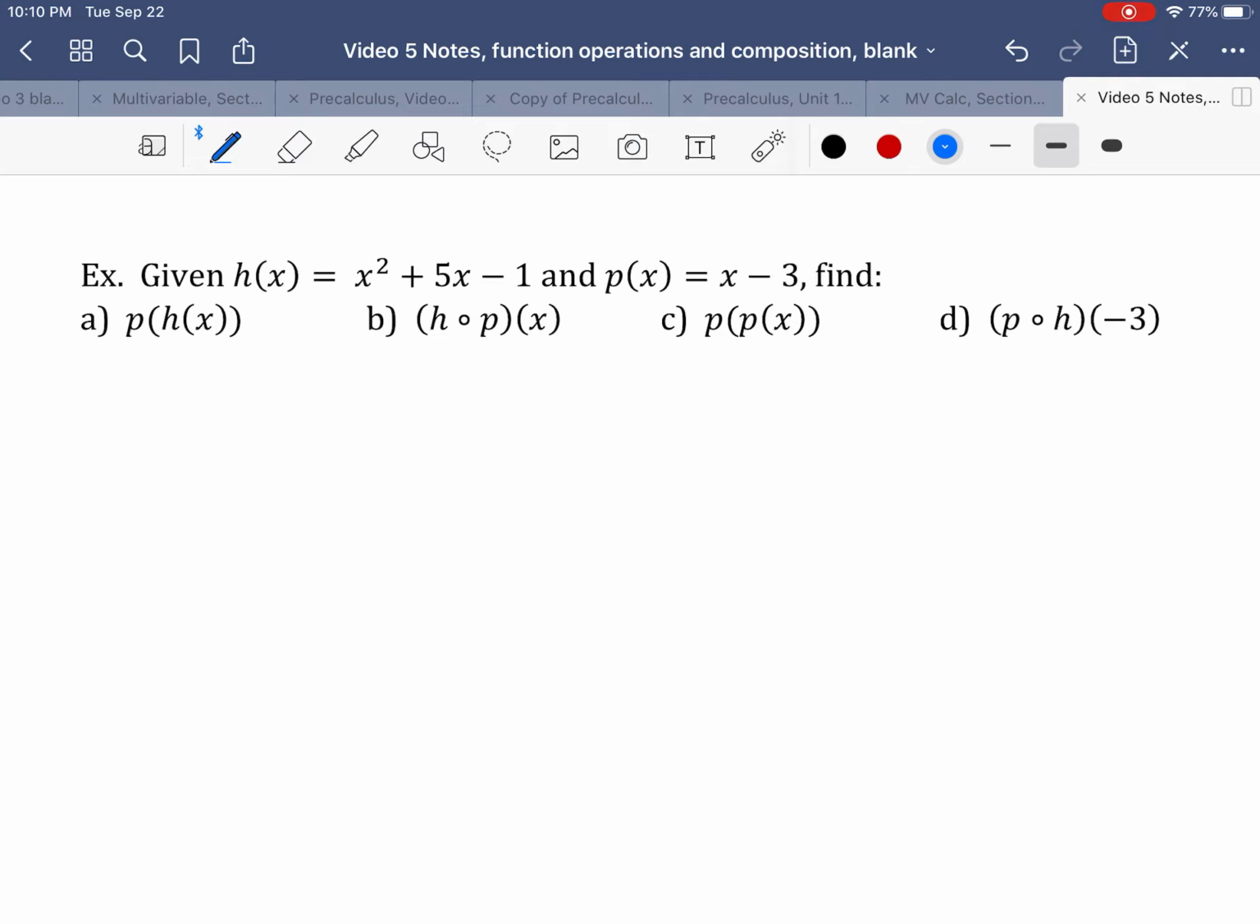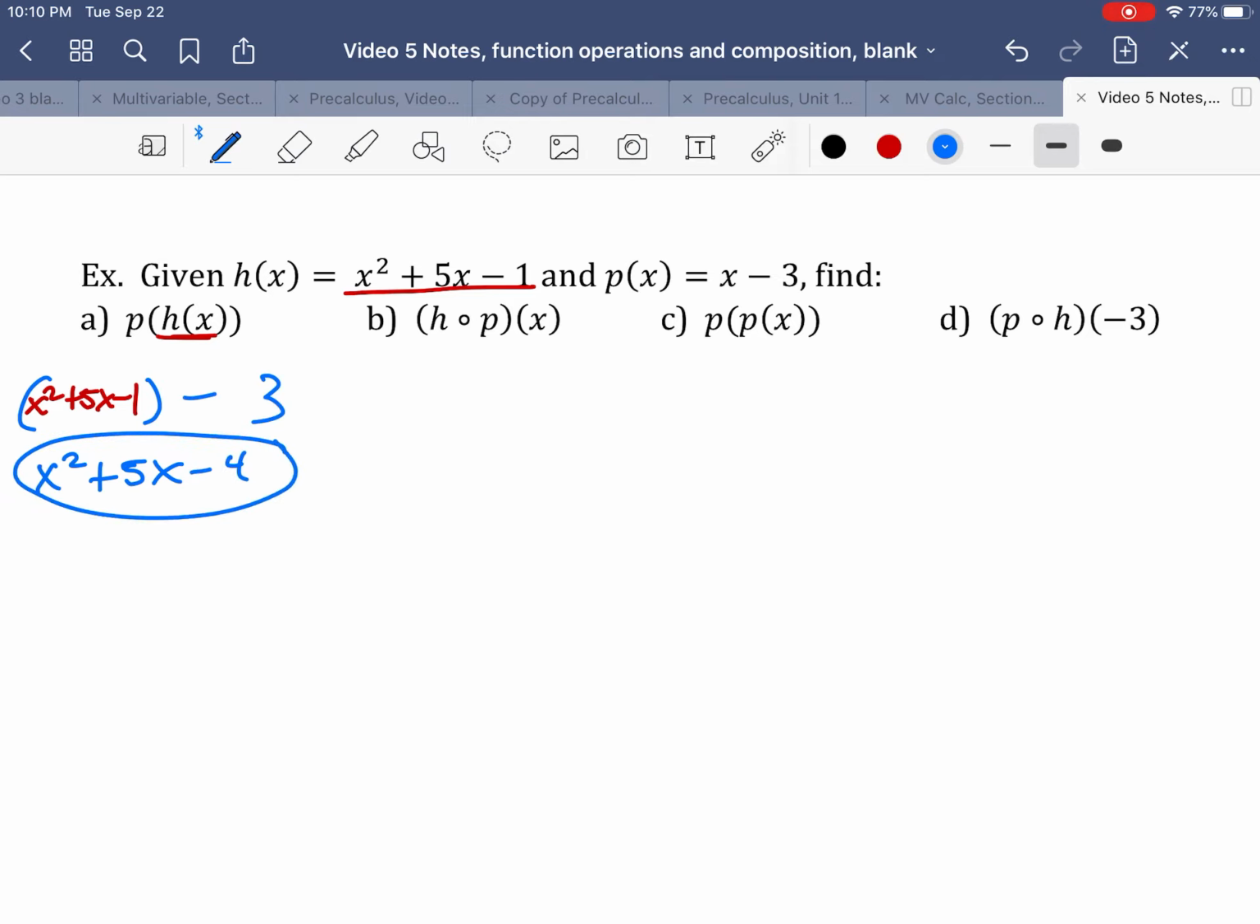So this first guy, notice I have h of x is a quadratic, p of x is here, so it's a little bit easier. So we're going to do p of h of x. So that means that p is the boss. So I'm going to write down p, which is x minus 3. So I have something minus 3. So in that blank space, I'm going to be putting h of x, this whole thing. So I'll put x squared plus 5x minus 1, just like we would plug in a number. All right, so all I have left to do is simplify. X squared doesn't get touched, the 5x doesn't get touched, but the minus 1 and the minus 3 make minus 4. So that one was pretty easy.